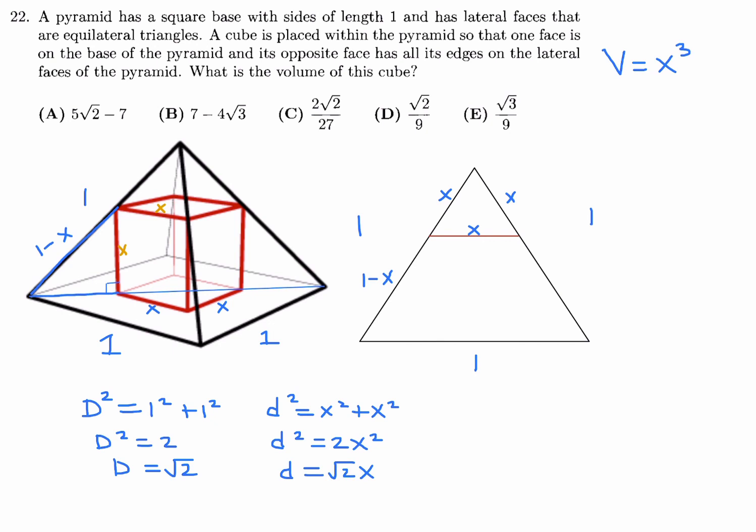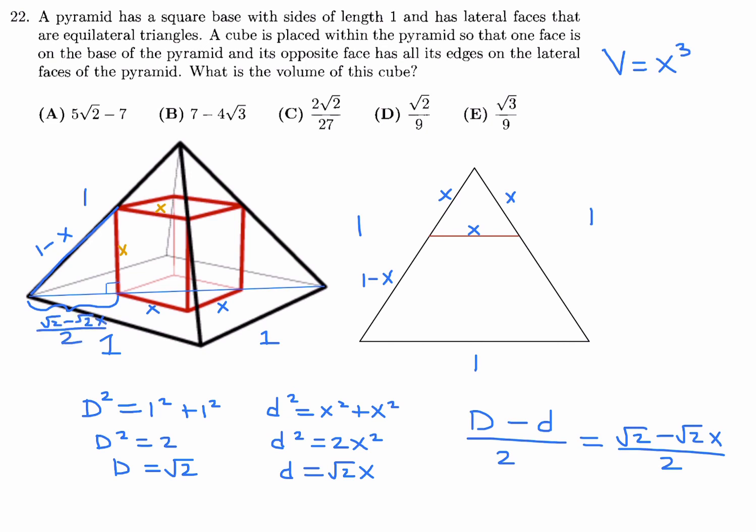So to get this distance, it's basically my big D minus the small d. That would give me the distances from there to there and there to there. But I need to only use half of that. So I divide by 2. And that will give me this distance right here. So let's see, what does that give me? It's root 2 minus root 2x all over 2.